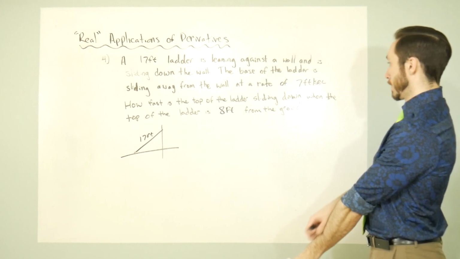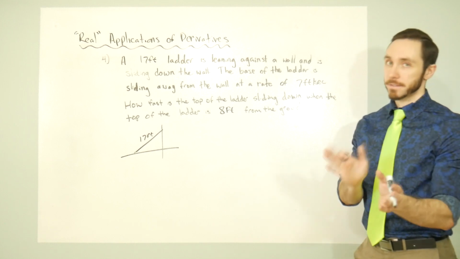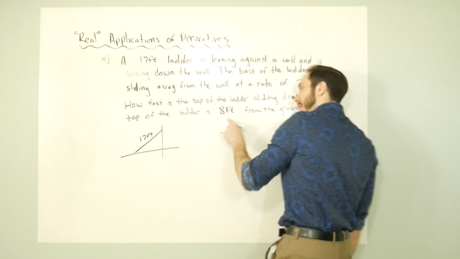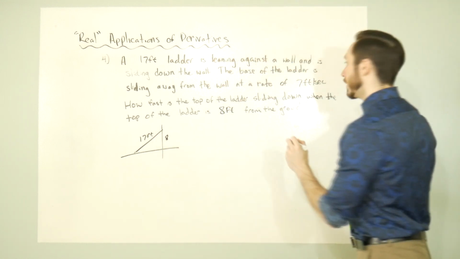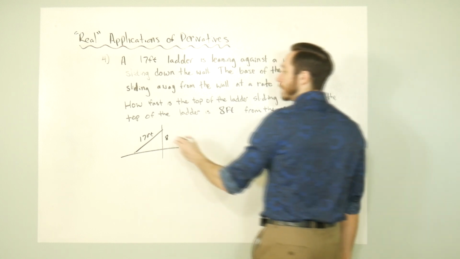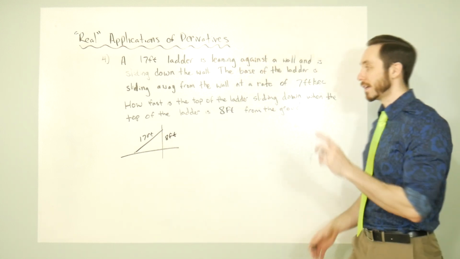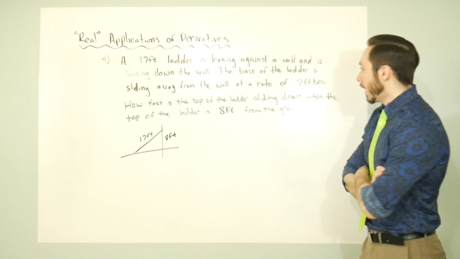This is the only length that doesn't change over time. However, we are playing around with the specific instance when we are 8 feet. When the top of the ladder is 8 feet from the ground. Yeah, so this is the 8 feet. You're looking at this specific instance when the top of the ladder is 8 feet from the ground.